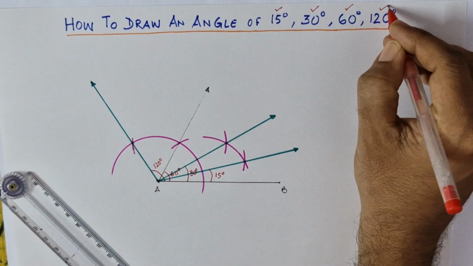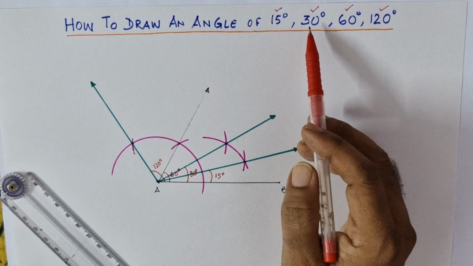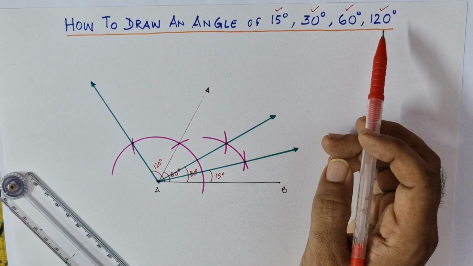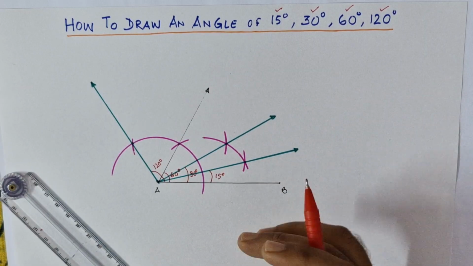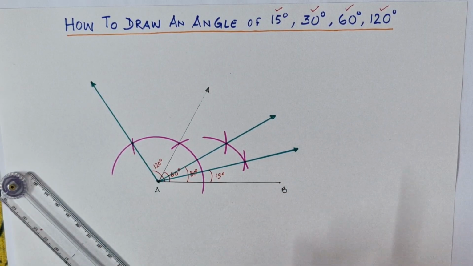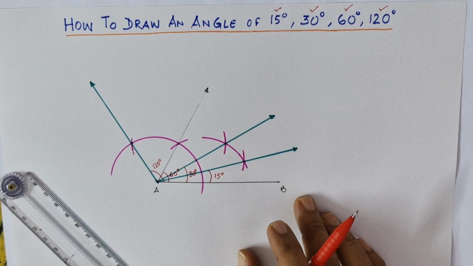So in today's lecture we have seen how to draw an angle of 15 degree, 30 degree, 60 degree and 120 degree only with the help of compass, right? So in future classes, on future lectures, we'll be drawing different measures of angles with compass only.